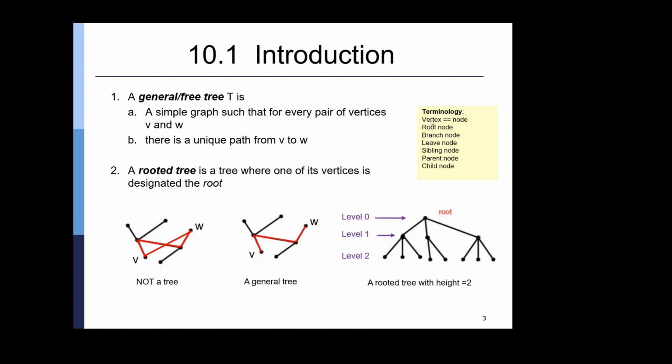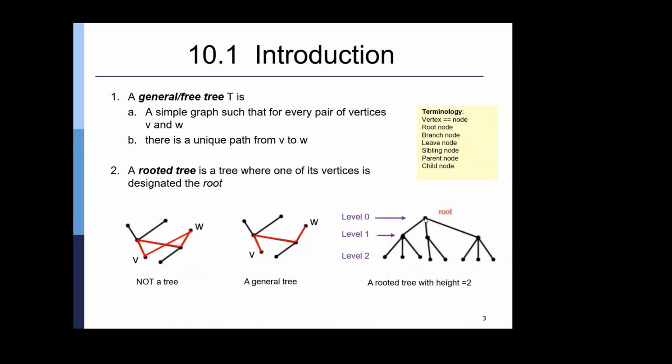Some terminology. Vertex, all these are vertices. In tree terminology, they're also called nodes. We have a branch node. You see level 1, all these are branch nodes or branch vertices. And then the last level, all these are leaf nodes. Imagine this like an inverted tree, because leaves grow at the tip of the branches. So these are called leaf nodes. Other terminology will be sibling node, parent node, and child node.